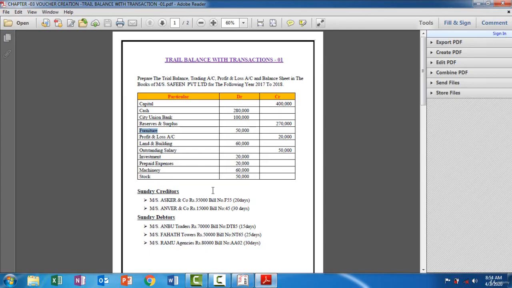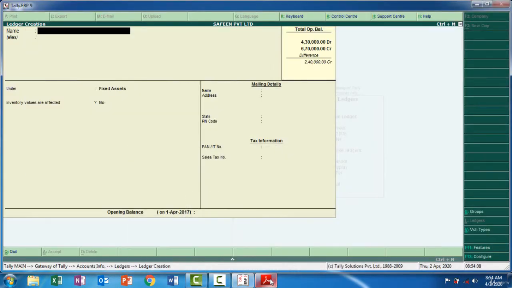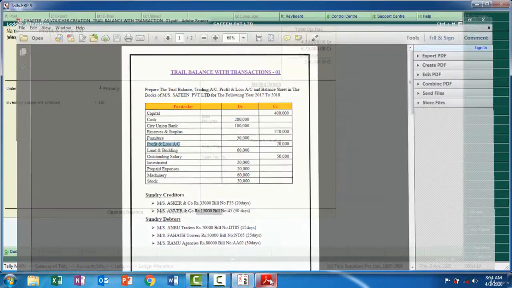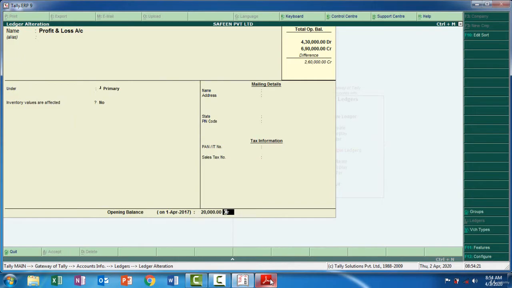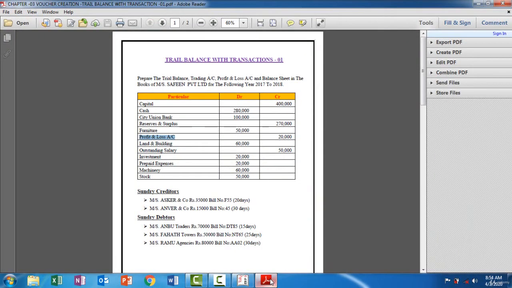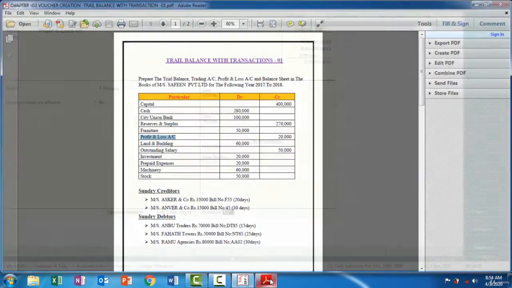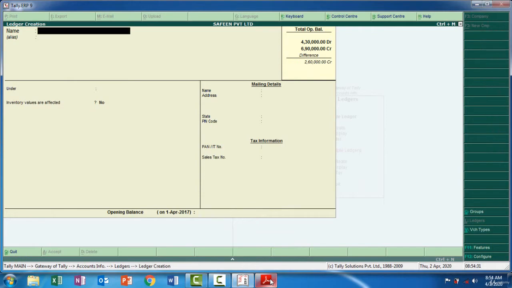The next one is profit and loss account. Profit and loss account is the default account. If you press the page up key, you can get that profit and loss account. So the amount is how much? 20,000. 20,000 credit side. Credit means that's a profit, right? That's a profit. So I'm going to enter yes.